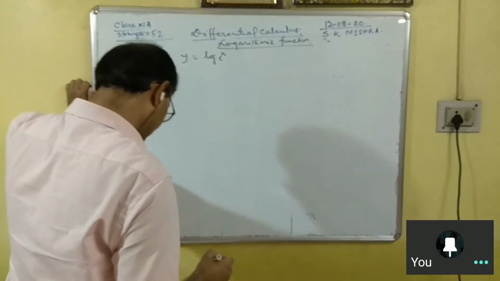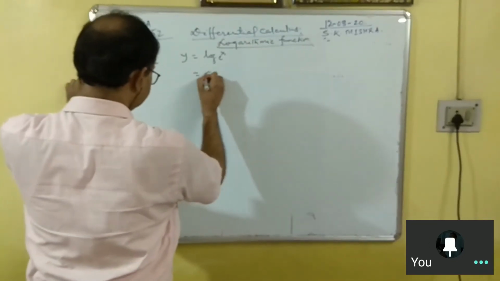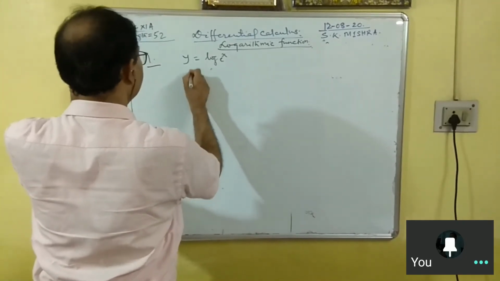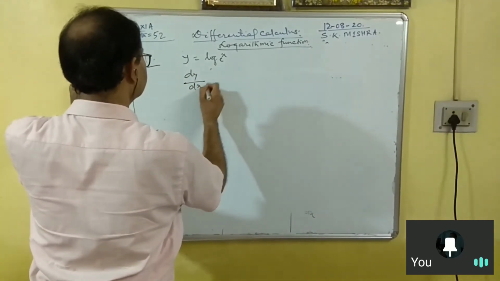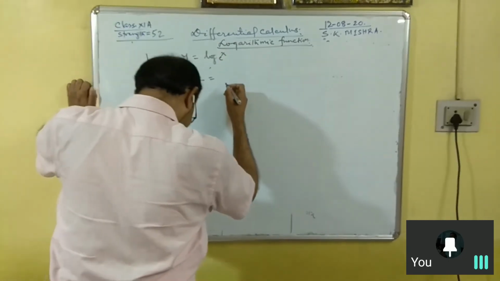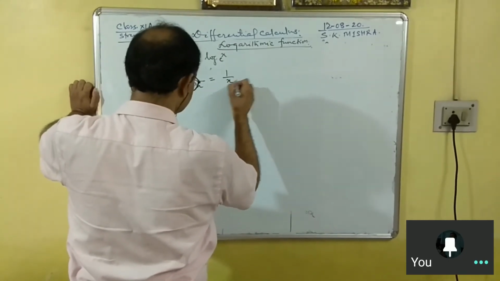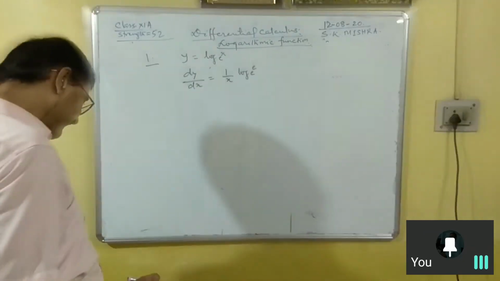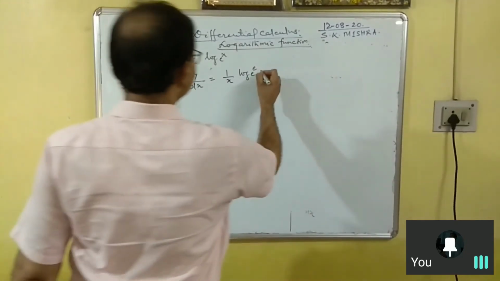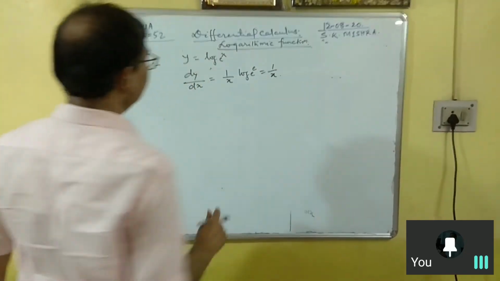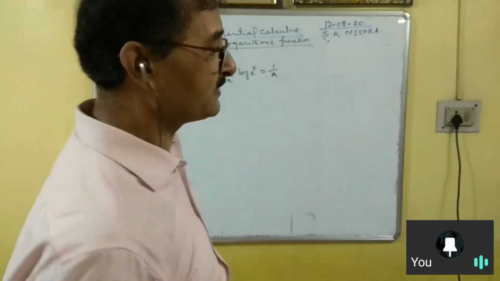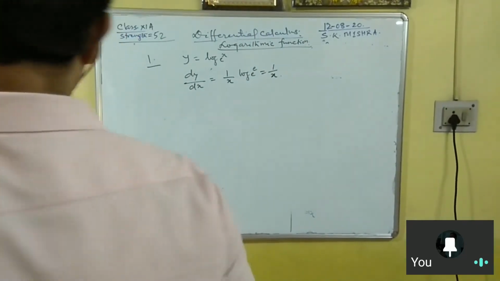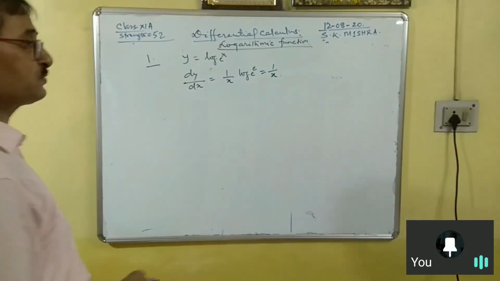Then dy by dx is the differentiation of log x, which is 1 by x, and then log e base e, and e base e is 1. So just remember this is 1 by x. Whenever I tell you to differentiate y is equal to log x, then dy by dx is 1 by x.